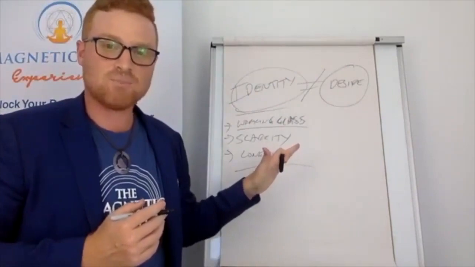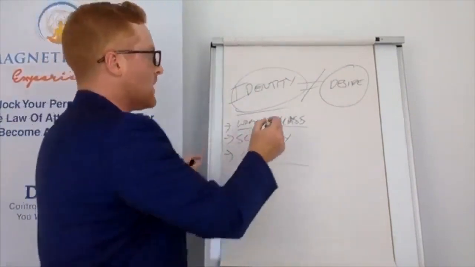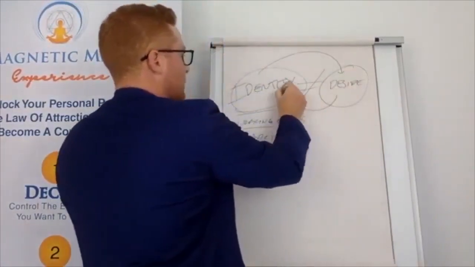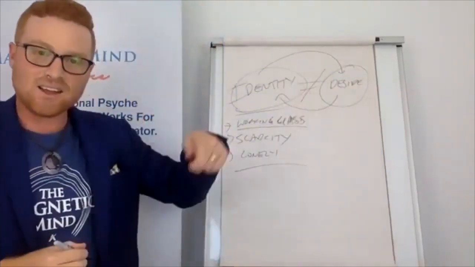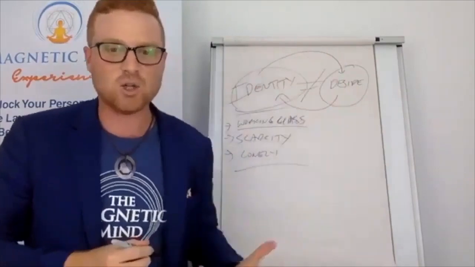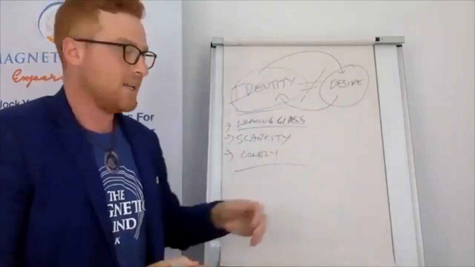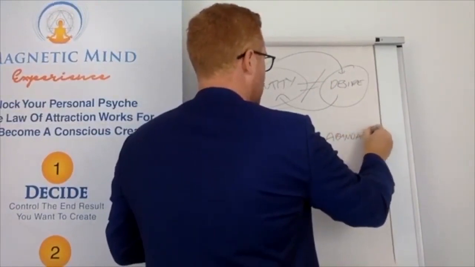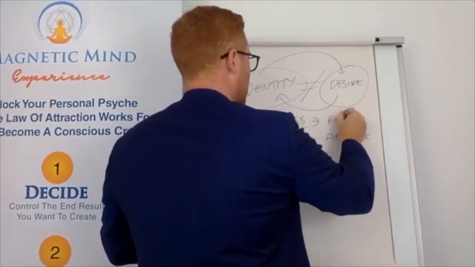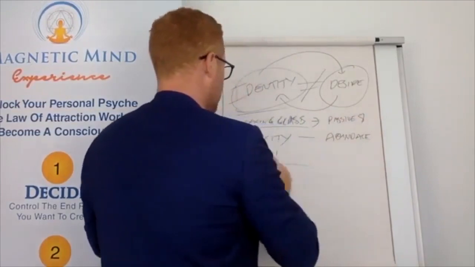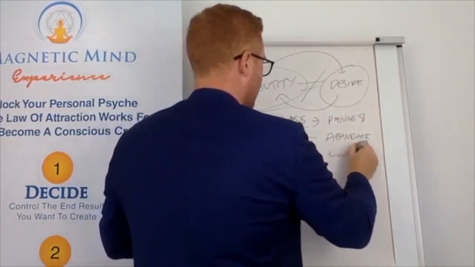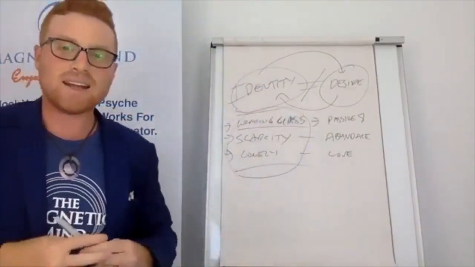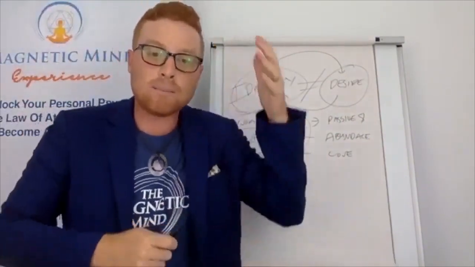So what happens constantly is people move out of their identity toward their desire, then back from their desire to their identity, and they're in this loop constantly. That's because instead of scarcity, they want abundance. Instead of working class, they want passive income. Instead of feeling lonely, they want love. But they've spent their whole life reinforcing this. That is why we must recode. It is why we must let go.